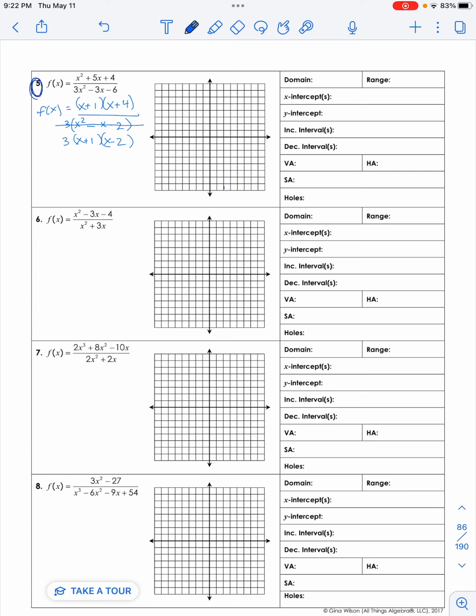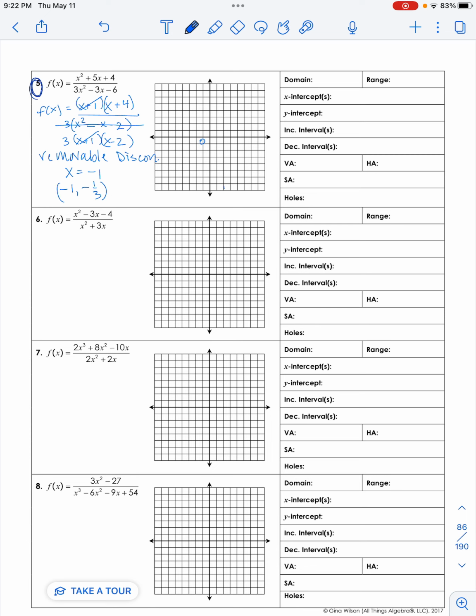Many of you commented that you can cancel these. When you cancel, you get a removable discontinuity where x equals -1. What that means is that where x equals -1, there's a hole in the function. But I can still plug -1 into the remaining parts of this function. And when you do that, you get that the function is equal to -1/3. So there is a removable discontinuity at -1 comma -1/3.